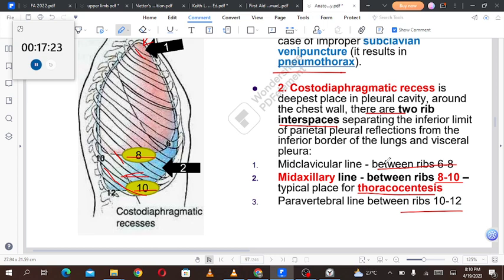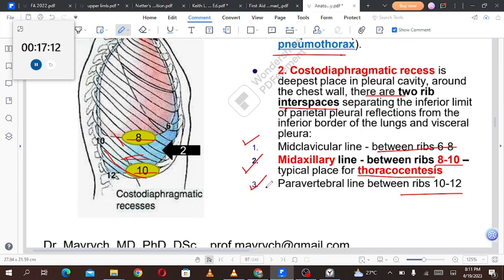So there is always two disc spaces between the inferior part of the lung and the reflection of the parietal pleura, at different positions, at different locations, and different lines. They look something like this.